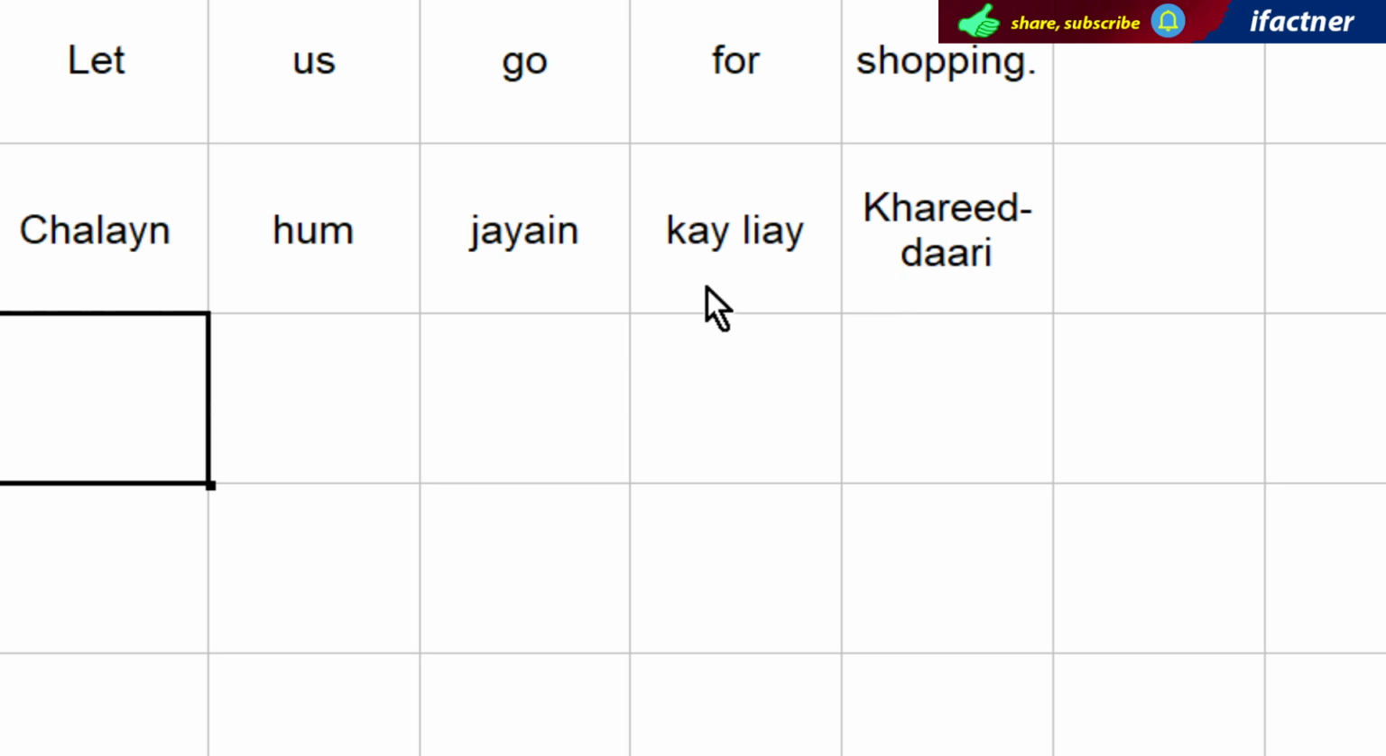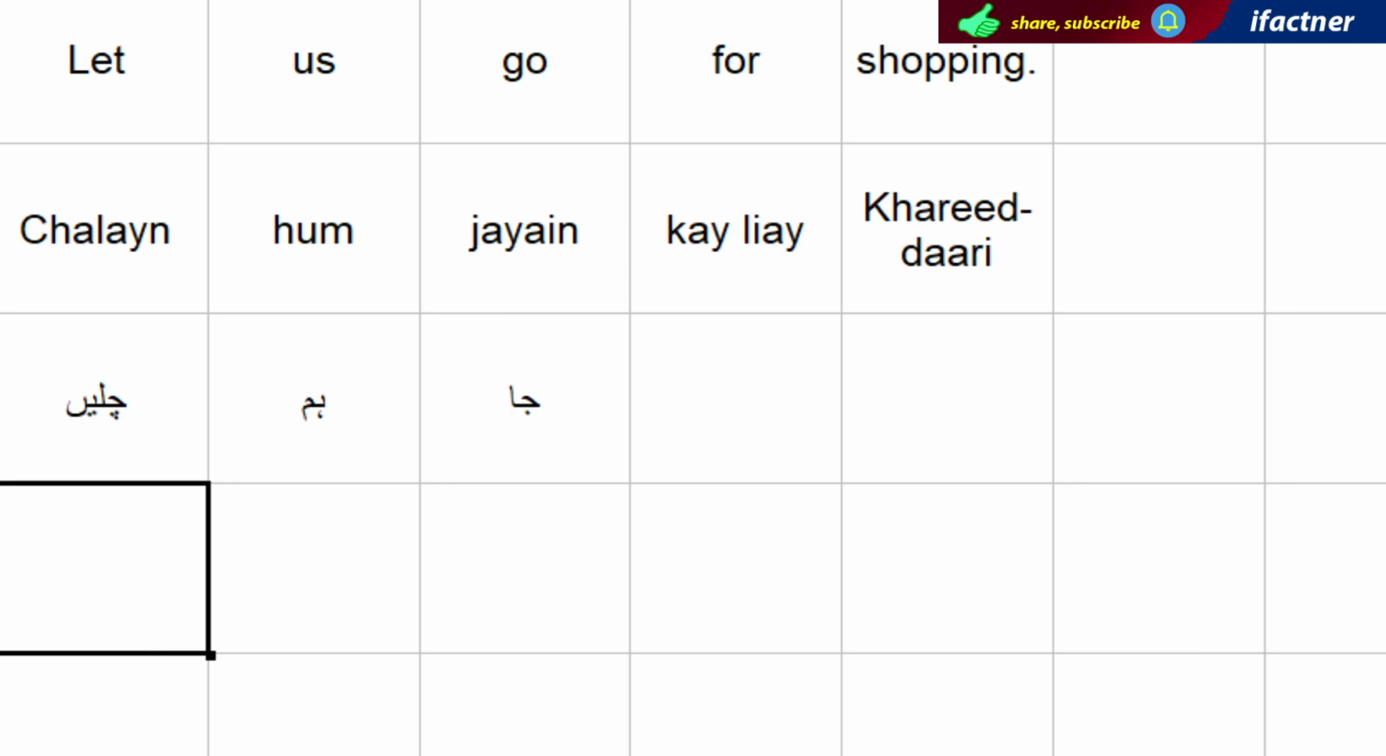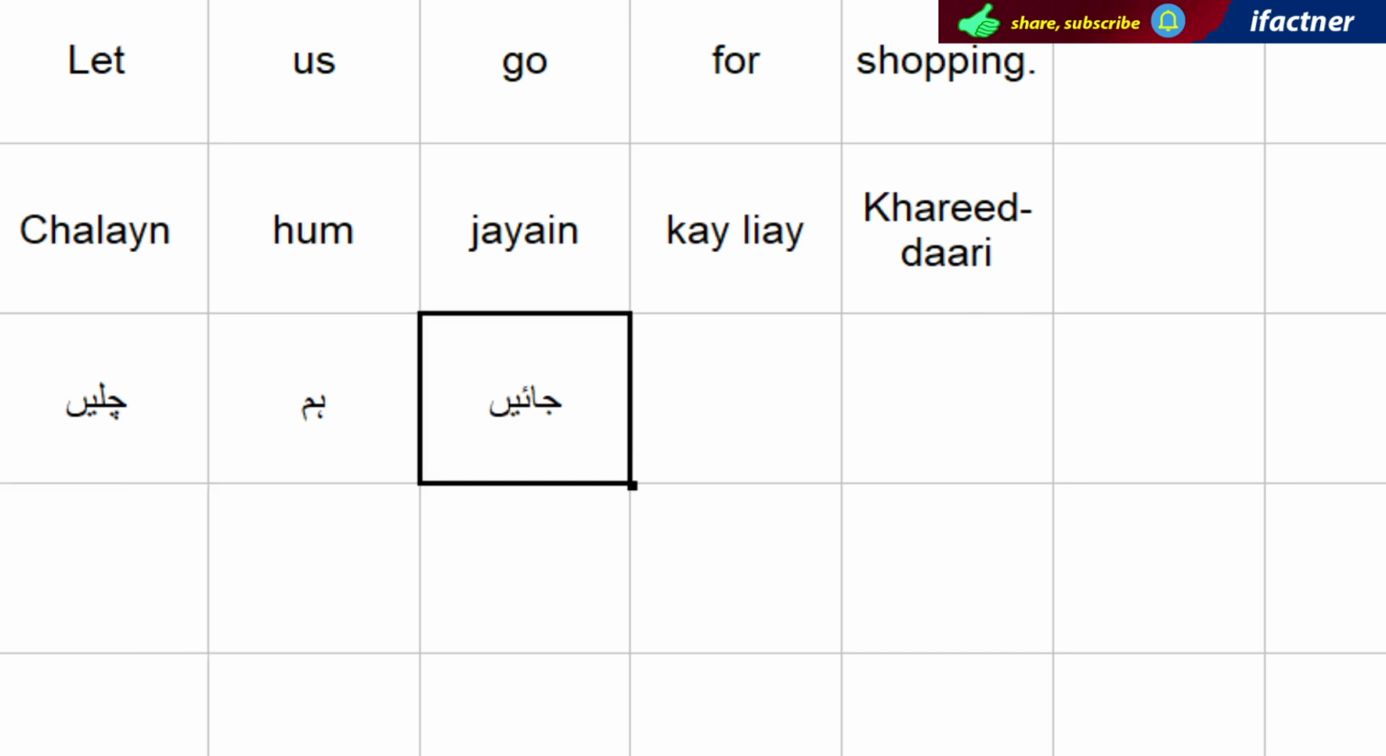Now let's see how do we write these words or type these words in Urdu language. Chale can be spelled as che, lam, ye and noon. Chale. Hum, he and meem. Hum. Jaye or chale. So here we can use jaye or chale. Both are correct. Jaye can be written as jim, alif, hamza, choti ye and noon. The word jaye has been derived from jana, which means to go.